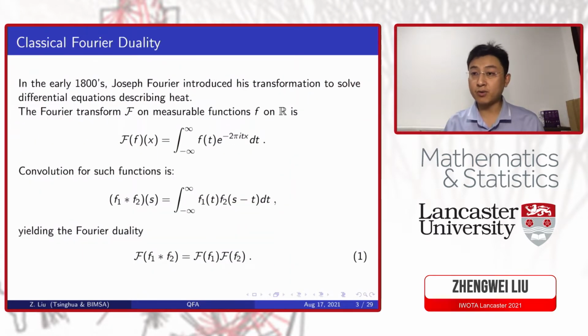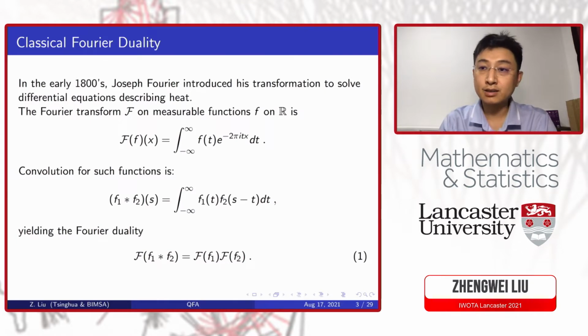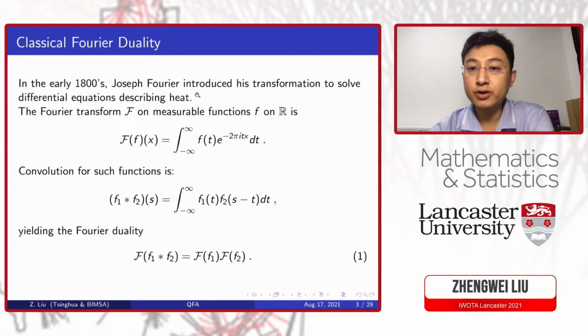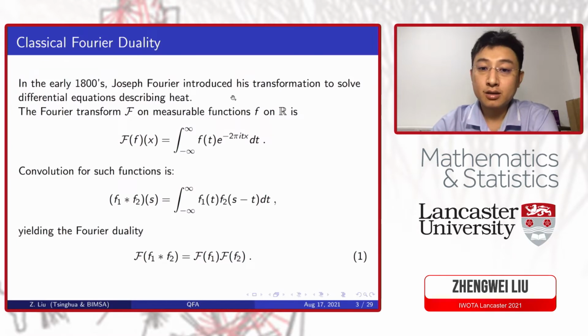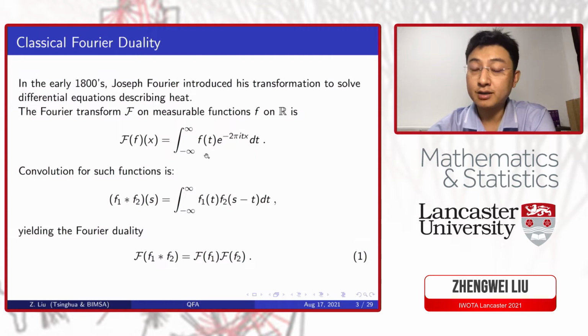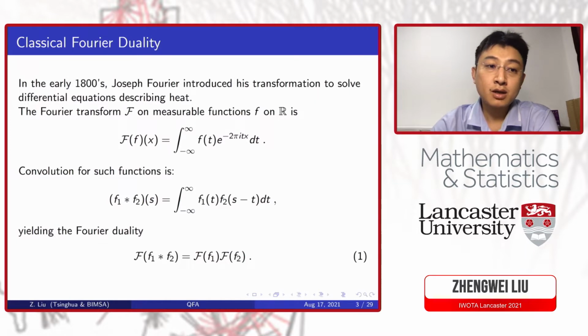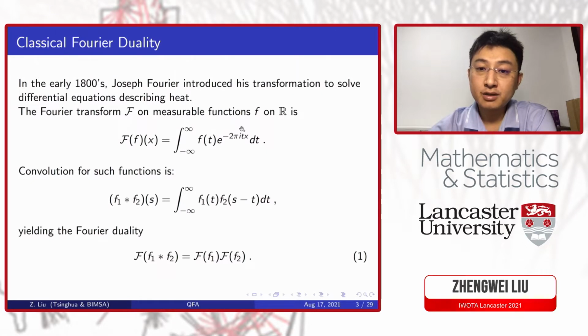Now, before we go to the quantum case, let's first talk about classical Fourier analysis, and then we will see how it evolves to the quantum setting. In the early 1800s, Fourier introduced this transformation. It's given by integration of functions and is called the Fourier transform. The major idea at that point was to solve differential equations describing heat. Given a function f on the reals, say a Schwartz function, we can define this integration and get another function also on the real line. This is the integration formula for the definition of the Fourier transform.